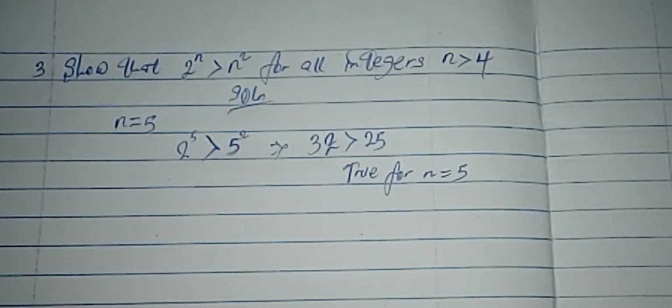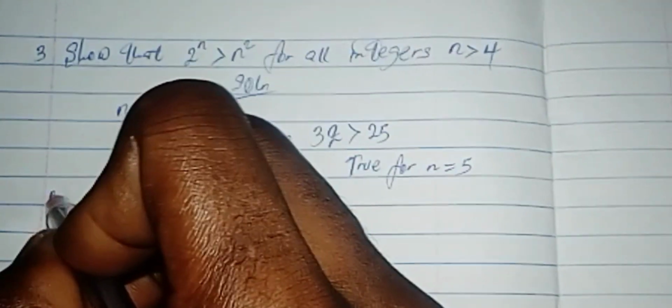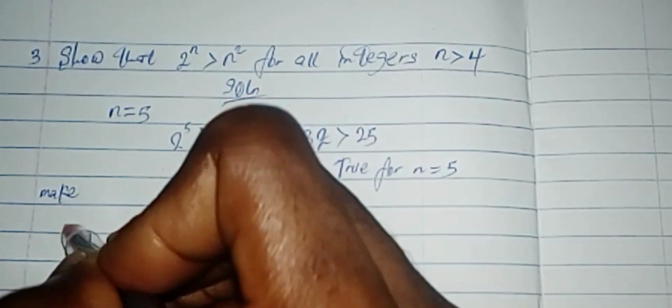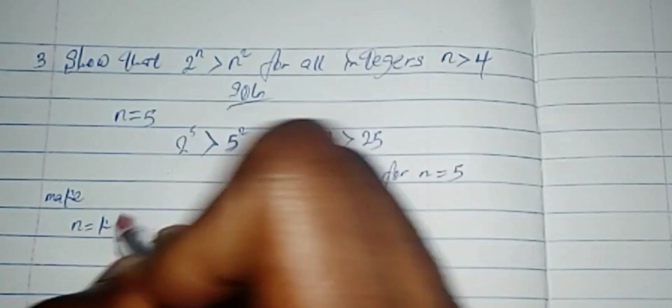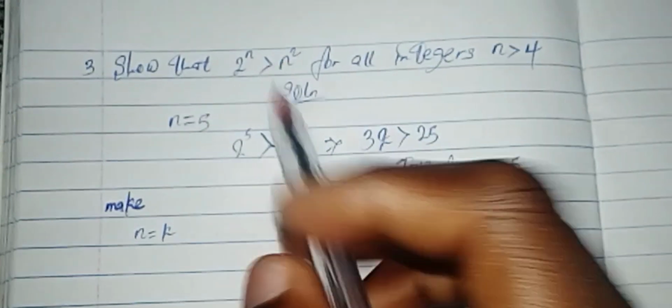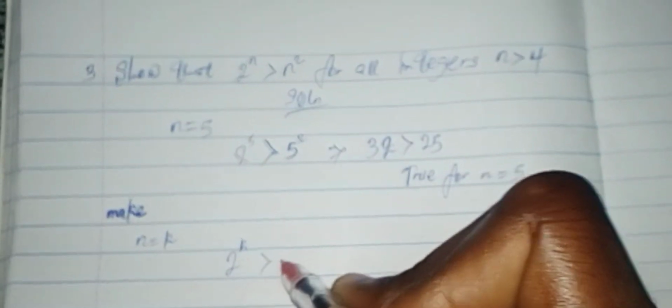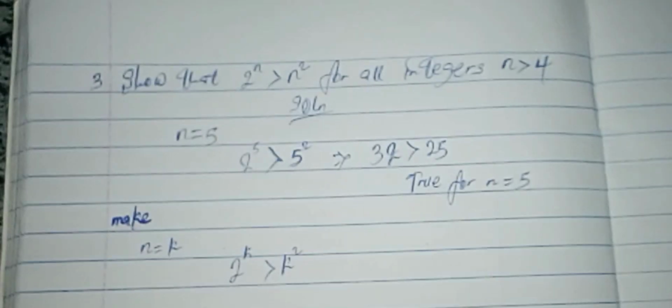Following the second step for induction, which is called the induction hypothesis, we make n equals to k. So if n is k, then we can write this expression as 2 raised to power k is greater than k raised to power 2.